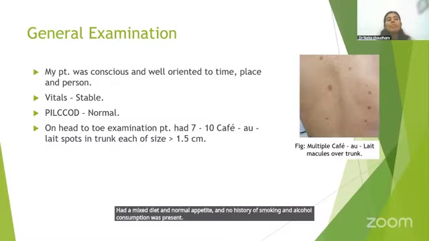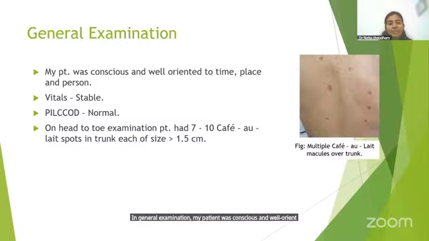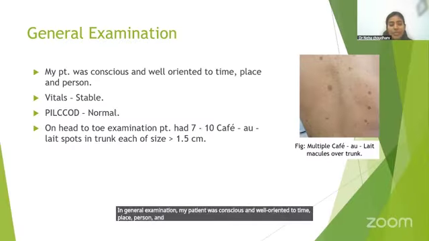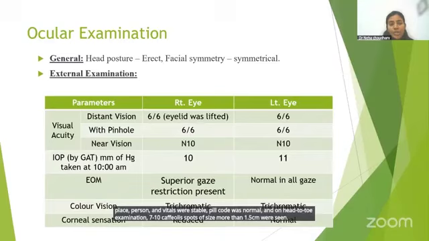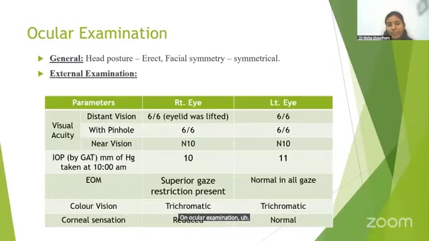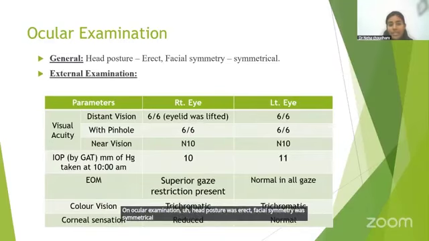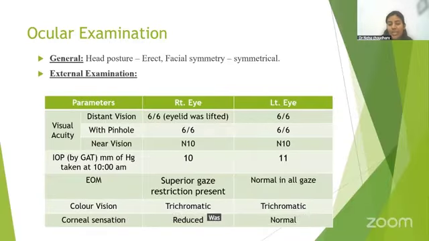In general examination, my patient was conscious and well oriented to time, place, person, and vitals were stable, pallor was normal, and on head to toe examination, 7 to 10 cafe au lait spots of size more than 1.5 centimeter were seen. On ocular examination, head posture was erect, facial symmetry was symmetrical, and on external examination in right eye, distant vision was 6/6, IOP was 10 mm Hg. On extraocular movement examination, superior gaze restriction present, color vision was trichromatic, and corneal sensation was reduced. In left eye, all parameters were within normal limit.